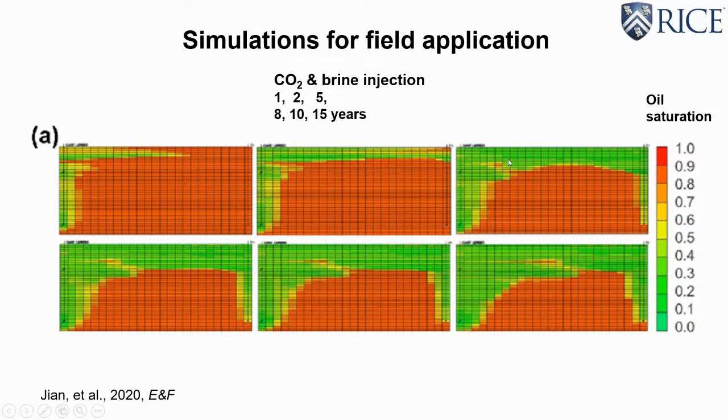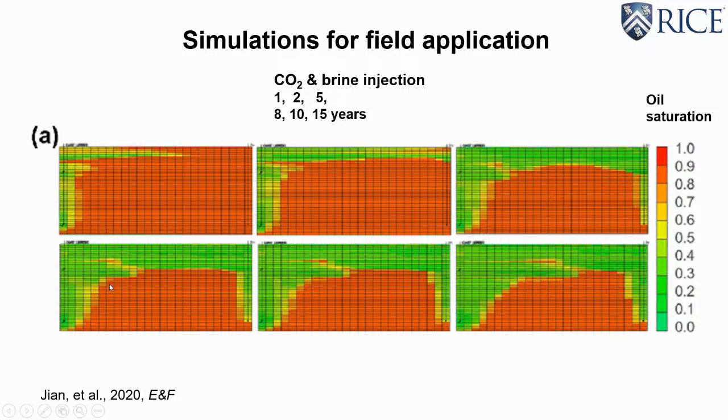And after 5 years, it's starting to move in the lower high permeability interval, but now you're producing CO2 at your production well because it's going over the top in the high permeability interval and is coning down to your production well, even though it's a horizontal well. Okay, this is 1, 2, and 5 years.